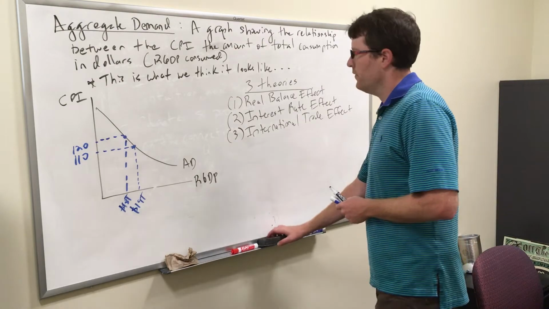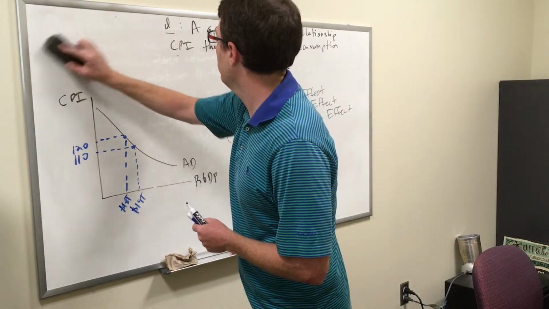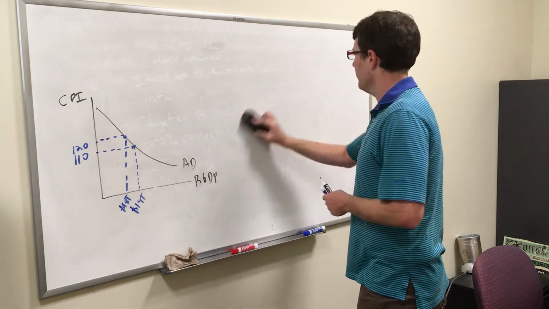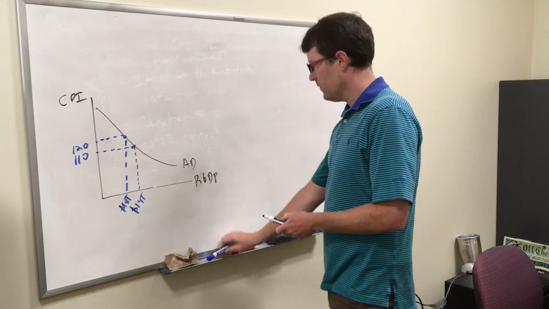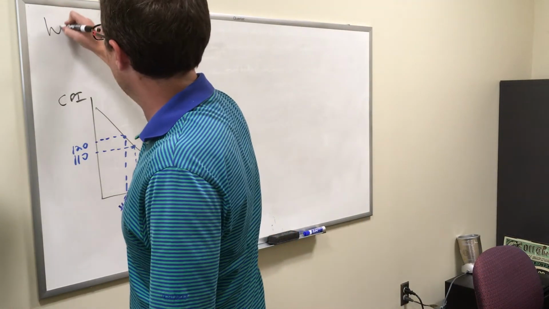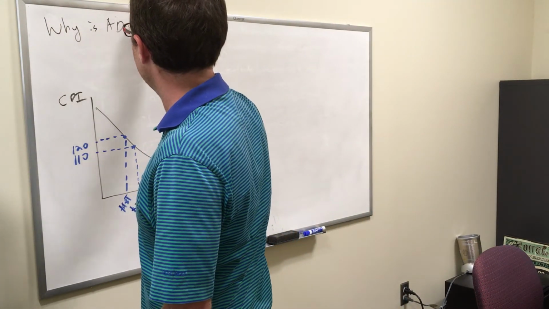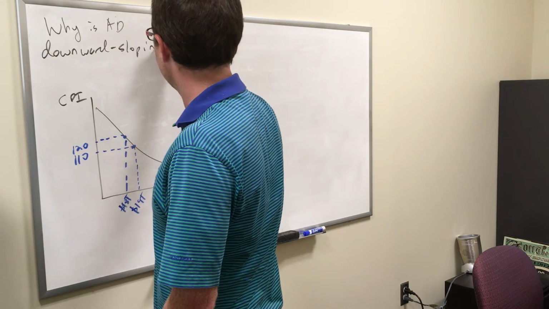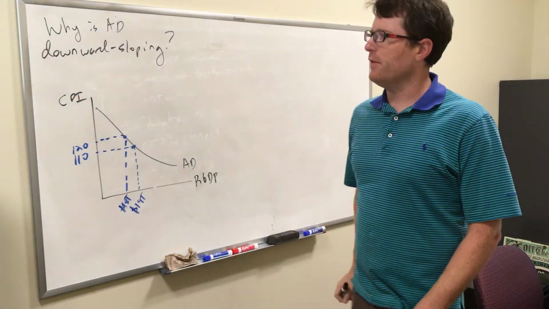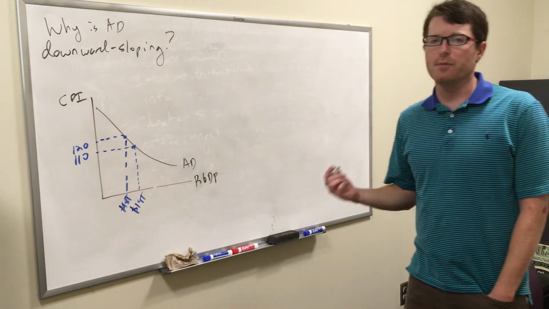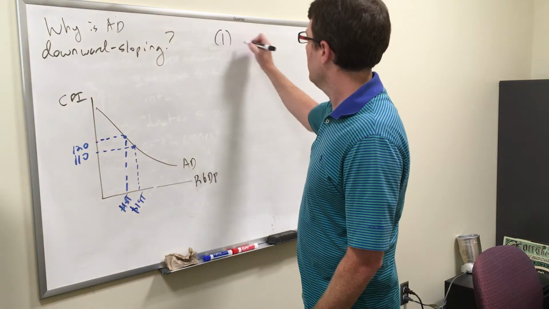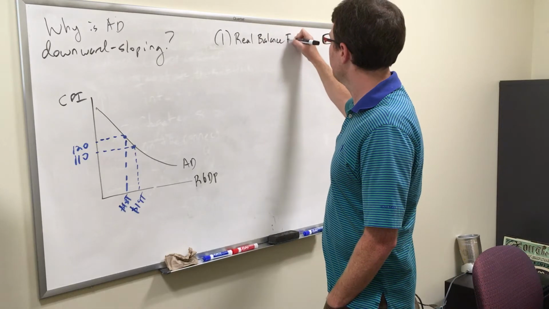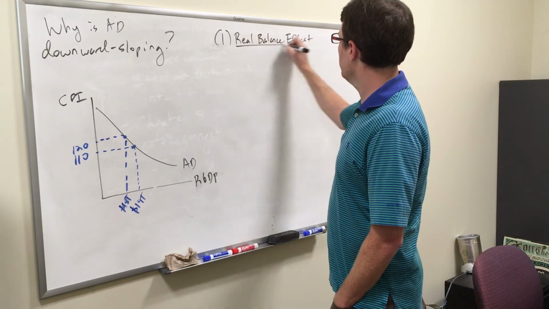So let me erase the board. I'll leave that graph up there since that's what we're trying to prove. And let's start with the real balance effect. Okay, so here's the question we're addressing. Why is aggregate demand downward sloping? Okay, AD from this point on means aggregate demand. So why is it downward sloping? Why do we believe that to be the case? And so the first one we just mentioned is the real balance effect. And here is the logic behind that.